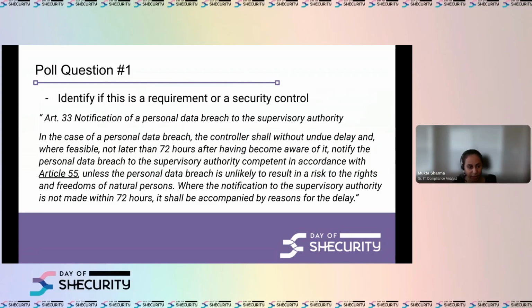I know this one is too much to read, but it's a very simple thing. You need to identify whether this is a requirement or a security control. We already discussed what a requirement is and what a security control is. So this would be a good test for the audience to see whether they are able to distinguish between a requirement and a security control. I'll keep the poll on for another 10 or 20 seconds because it's too much information to read.